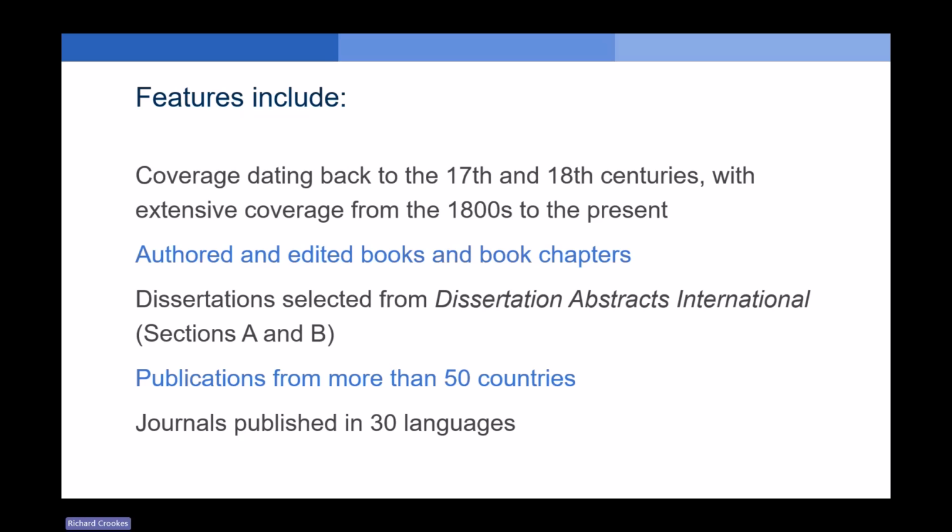And also, just to clarify, you have coverage going back to the 17th, 18th centuries, with extensive coverage from the 19th century, authored and edited books and book chapters, and also dissertations selected from Dissertations Abstracts International. Publications originate from more than 50 countries worldwide, of course, and then we have journals published in 30 languages. So you can appreciate the international scope of this particular database.